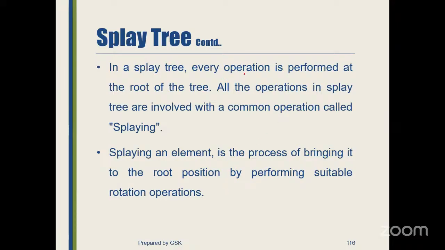In a splay tree, every operation is performed at the root of the tree. All the operations in a splay tree involve a common operation called splaying. What is splaying? Splaying an element means it is a process of bringing it to the root position by performing suitable rotation operations. As I said just now, for the node key value we are accessing very frequently, we implement the splaying operation. Splaying is the process of bringing that particular node to the root position. To put that node as the root node, we need to perform some rotation operations.